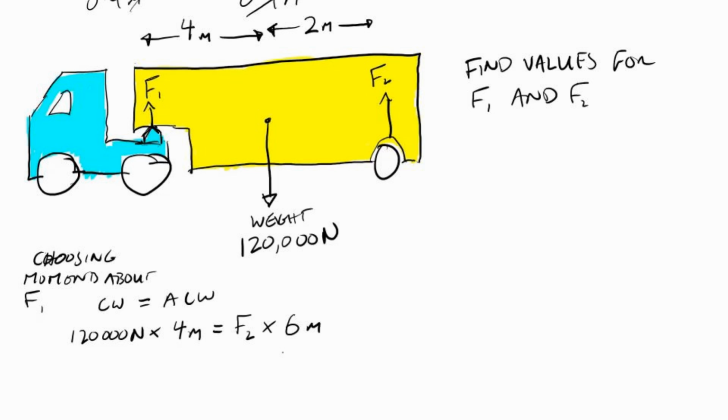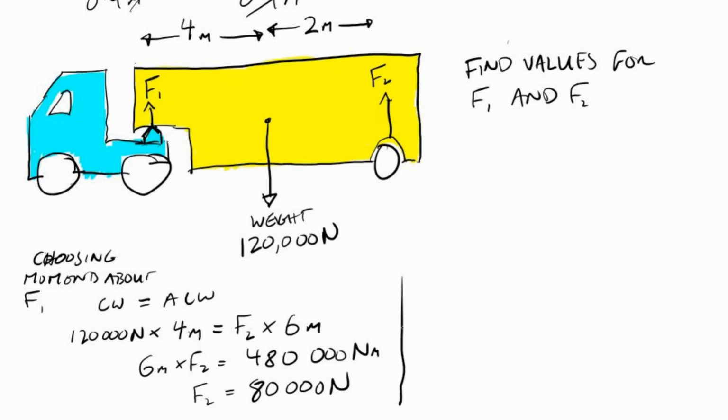Alright, so let's work that out. That tells us that 6 meters times F2 equals 480,000 Newton meters. So F2 then is given by 80,000 newtons. There we are. So F2 is 80,000 newtons. Suddenly I've got a value. Awesome. Let's look at choosing moments about F2 this time.